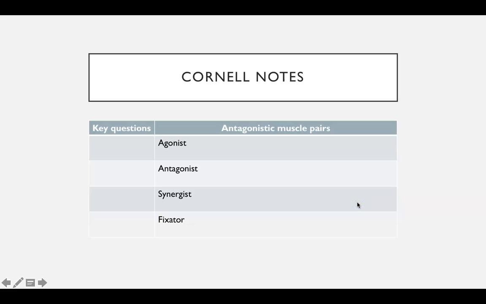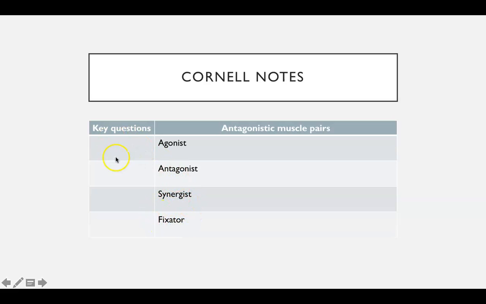Your Cornell notes need to be designed as such. When we're talking about antagonistic muscle pairs, we're talking about muscles working together. Muscles do not work in isolation. Muscles work together to pull our bones to make movement. So we have the agonist, the antagonist, the synergist, and a fixator.